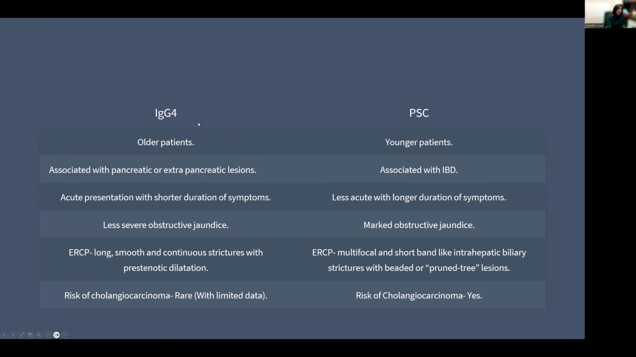As already mentioned, IgG4-related disease typically occurs in older patients. They can have extrapancreatic involvement. The obstructive jaundice is less severe, and on ERCP, you can see long, smooth, and continuous strictures with a pre-stenotic dilatation. And the risk of cholangiocarcinoma is rare.